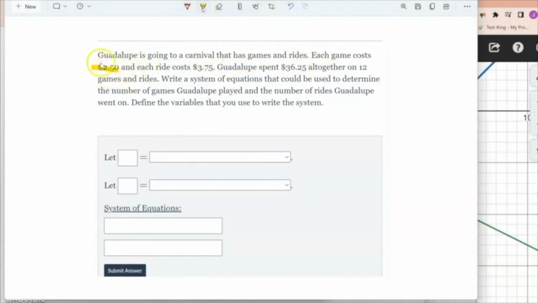There's a number. What is 250 talking about? It's a game. So 250 is a game. All right, find another number, 375. What's that? A ride. Okay. Find another number. What's that? Together. So this is a total. Find another number. So 12, both rides and games. And just like we did in class, money, money, money, money, money that all goes together.